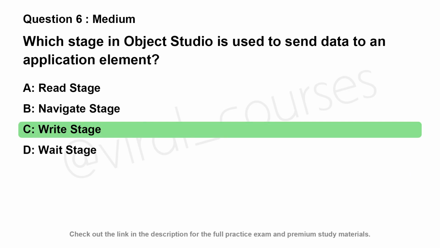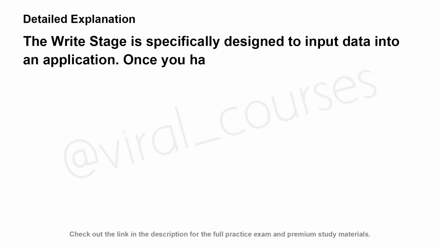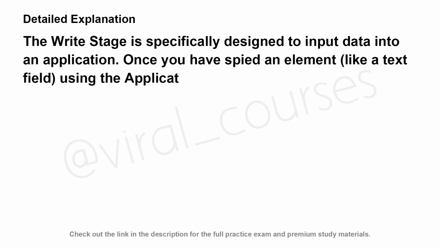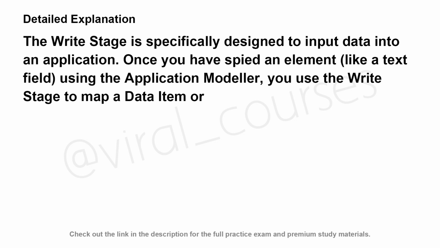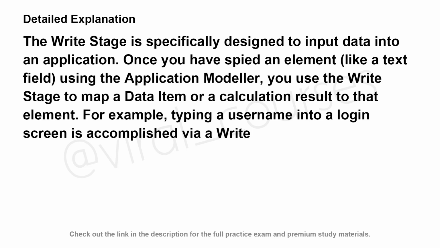The correct answer is C. The write stage is specifically designed to input data into an application. Once you have spied an element, like a text field, using the application modeler, you use the write stage to map a data item or a calculation result to that element. For example, typing a username into a login screen is accomplished via a write stage.